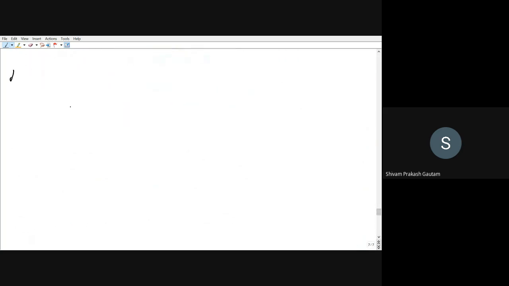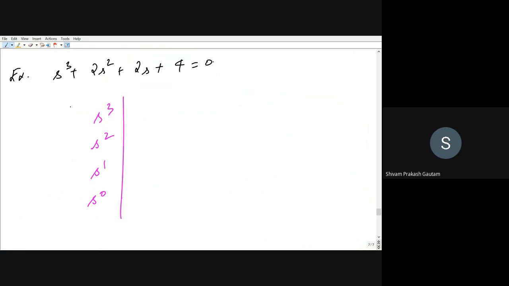Again, we will be considering an example, and we are considering the characteristic equation s to the power 3 plus 2s to the power 2 plus 2s plus 4 is equal to 0. Let's suppose that this is our characteristic equation. For this equation, we have to calculate the stability. So what is the highest power of s we are seeing here? That is s to the power 3, then s to the power 2, then s to the power 1, then s to the power 0. Right? So first is the odd power. So now we will be writing the coefficients of the odd powers, in decreasing order, 1 and 1.